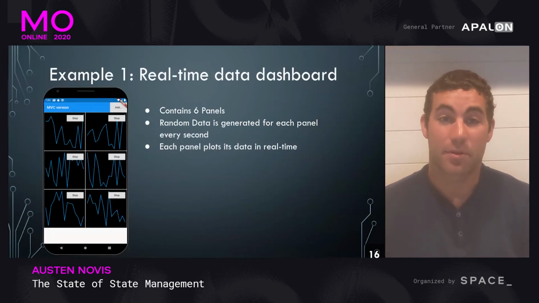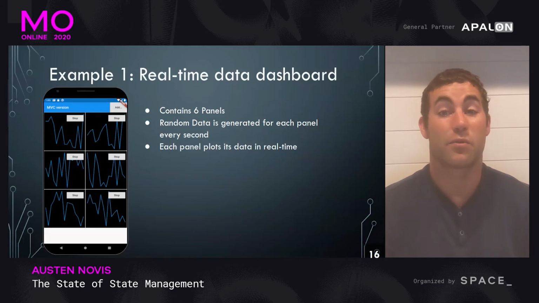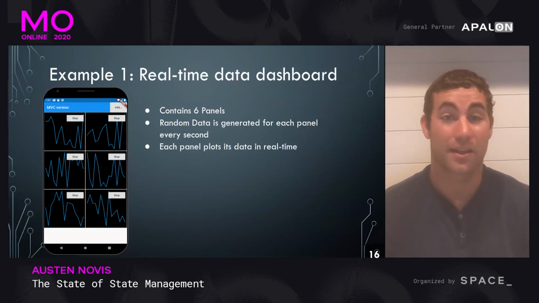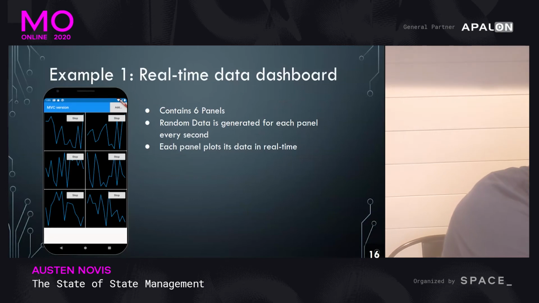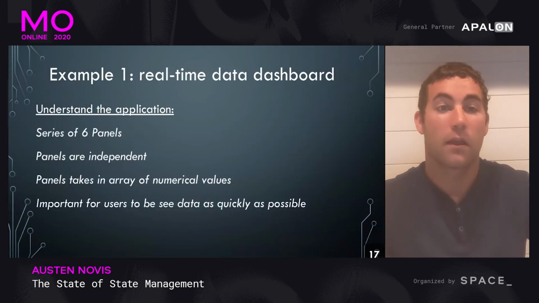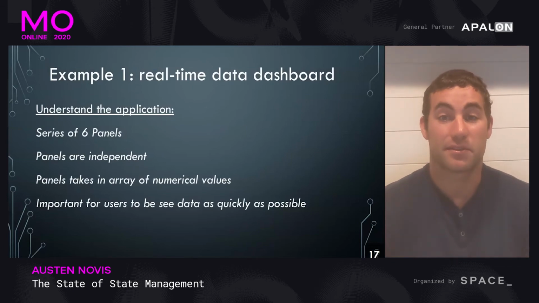For the first example, as illustrated here, we will be building a real-time data dashboard with 6 panels. Each panel is displaying data that it receives from a random data generator that produces data every second. The first step in designing our state management solution is to understand the application by asking questions such as what the application is and what information is being used.